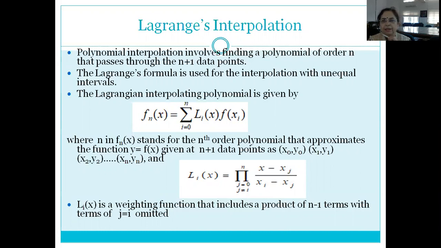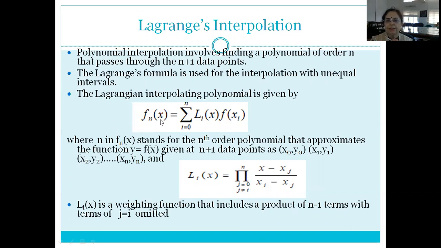If we have n plus 1 data points, we can fix a function of order n which passes through these n plus 1 data points. This interpolating polynomial can be used for finding the function value at any unknown data point in the range of data points given in the table. So Lagrange interpolation is useful and quite an accurate method for interpolation.